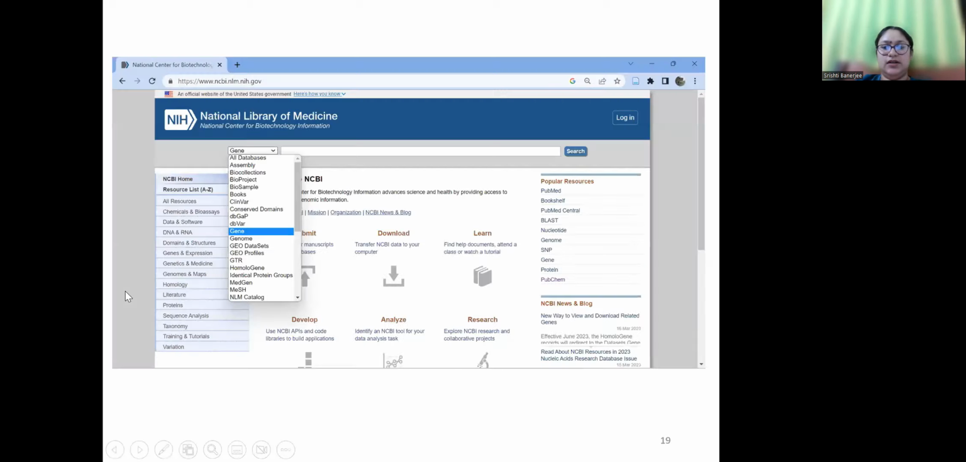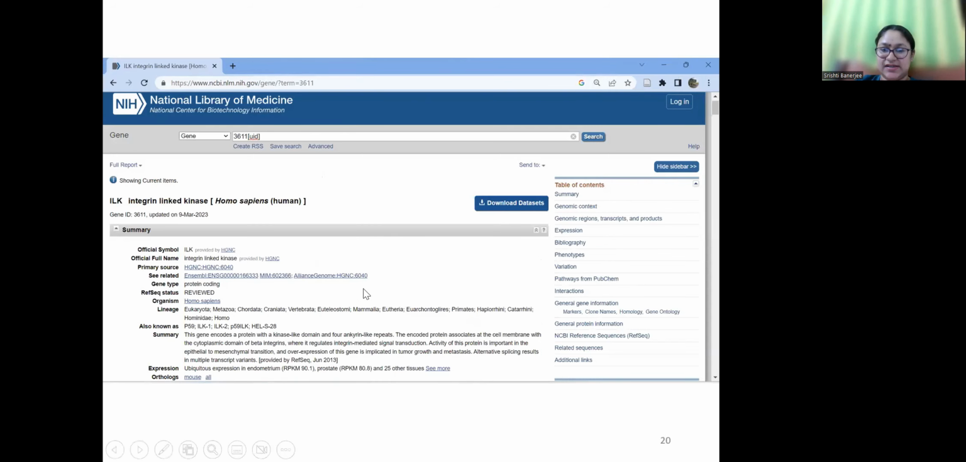The first page that will open whenever you go to NCBI is this home page. There you have a drop down menu which will have many different options. In that you have to select gene, and then you have to paste that ID 3611 here, because we know that it's a protein coding gene. So under gene we can do that. And when we do so, this is what opens: 3611 under gene. So the gene ID is 3611.